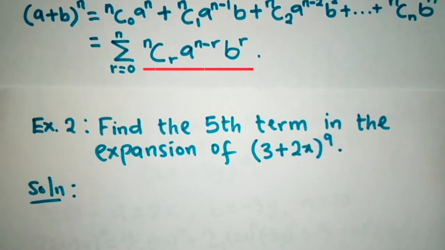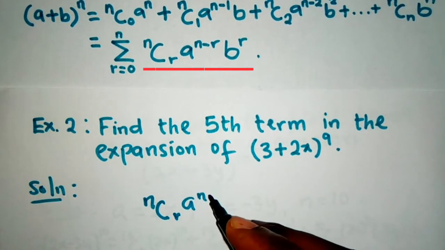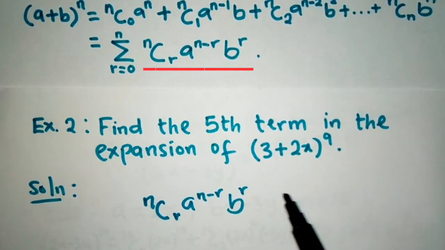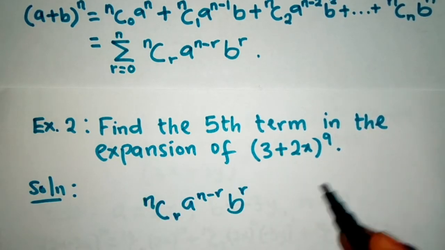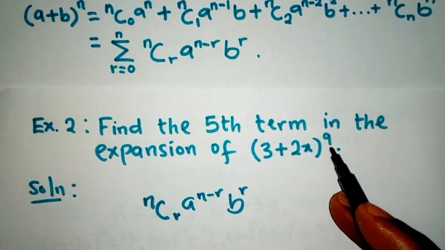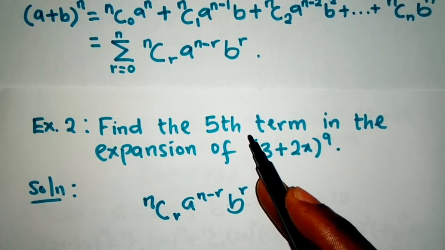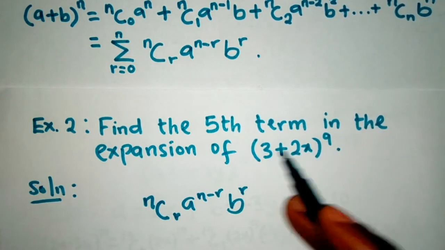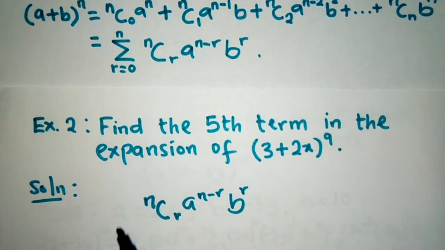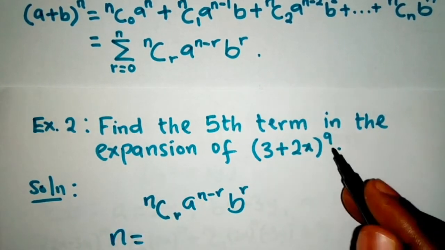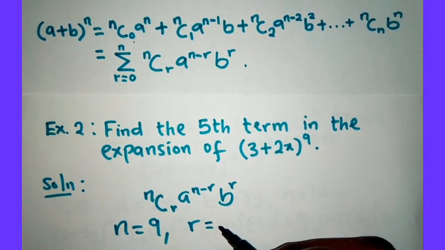So I prefer to use the formula here, the formula n choose r, a to the power of n minus r, b to the power of r. This is quicker than trying to find the expansion, especially if the power is a large number, say 30 here, and we're asked to find the 15th term. That will take a lot of time. So how do we do this? Now for this, my n is 9. Now let's see how to get our r correctly.